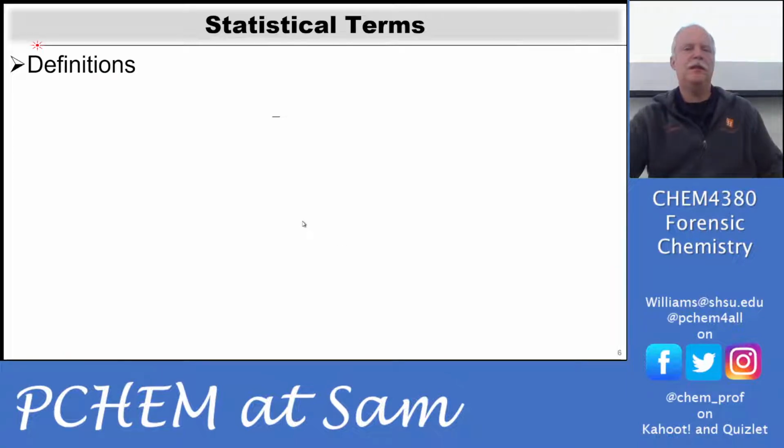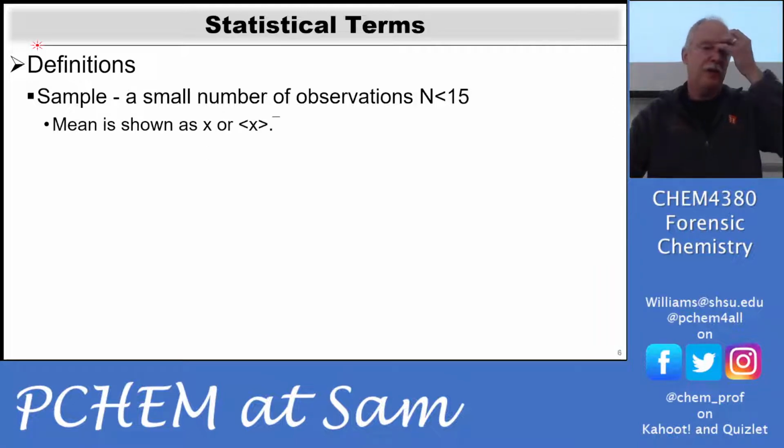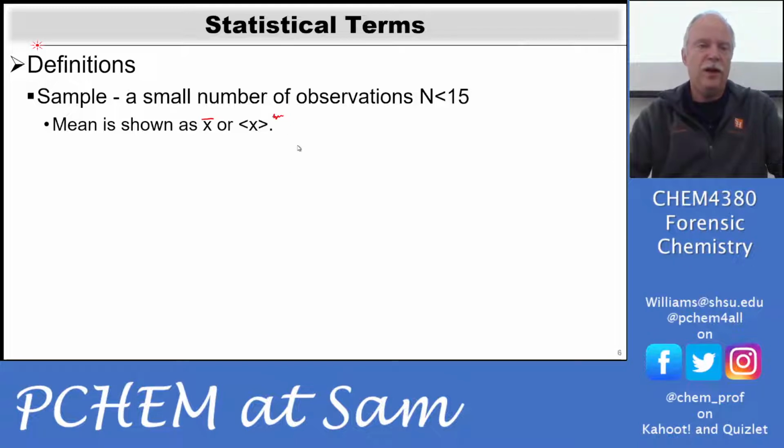Okay, so let's go through some of the statistical terms that we'll use for our numbers. Now, we have this difference between terms in terms of taking our measurements of a group of measurements. If we have a small number of measurements, we would call that a sample, and a small number would be observations less than 15. And so we would show that mean with an X bar or an X in angle brackets. This little bar got shifted over here, so this should be like a bar over the X. And so whenever we're using X bar or X in those angle brackets, we're talking about a sample. So we're saying that it's a small number of measurements.